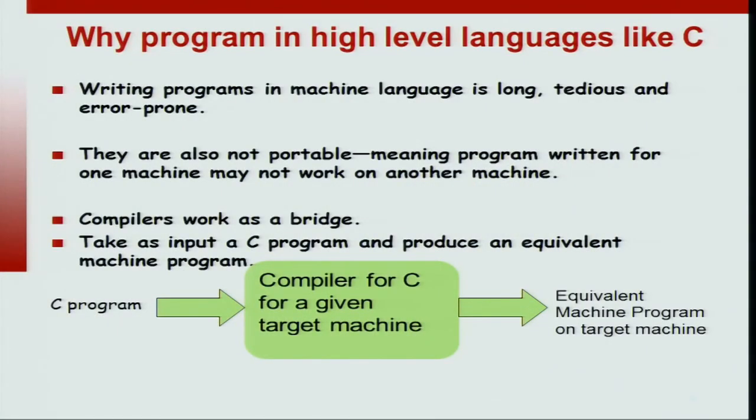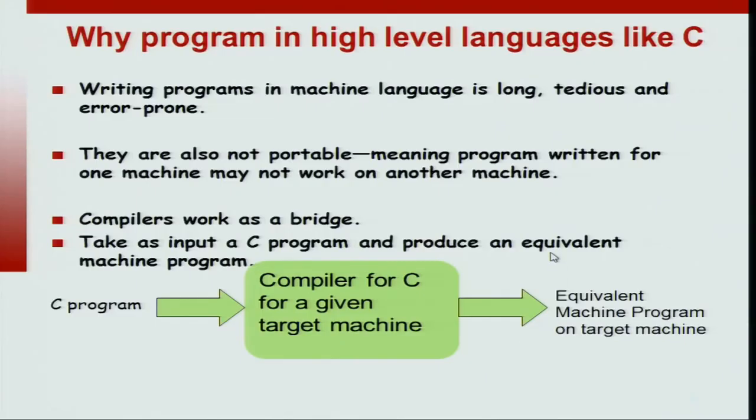Okay. So compilers work as a bridge. What they do is take a high level programming language like C and translate it into the equivalent machine code. Think of them as a translator. The input is a C program, which you give to a compiler. The output of the compiler will be the equivalent machine program for whichever machine you want to run it on. So a compiler is a translator which translates from C to machine code.